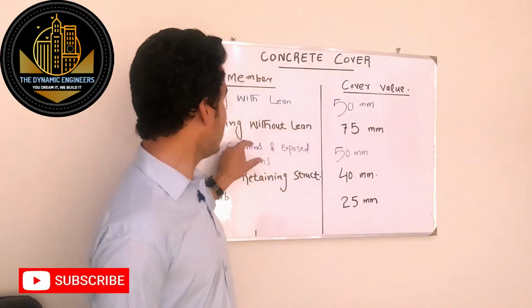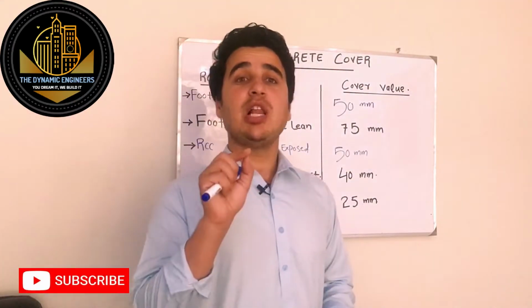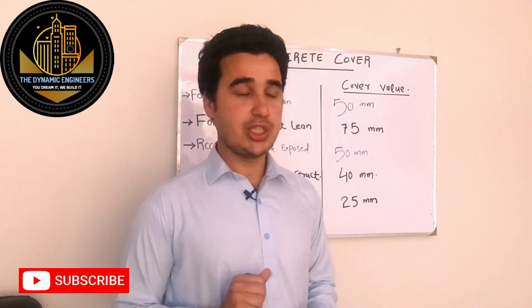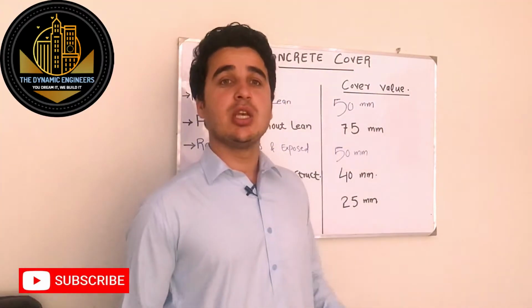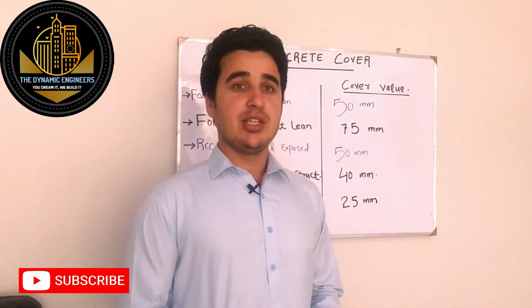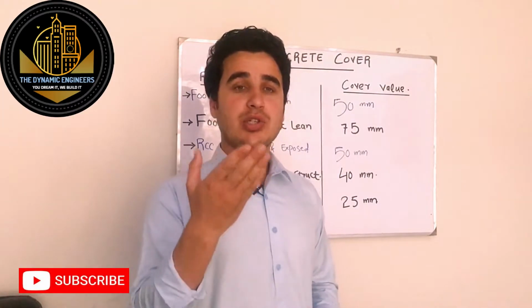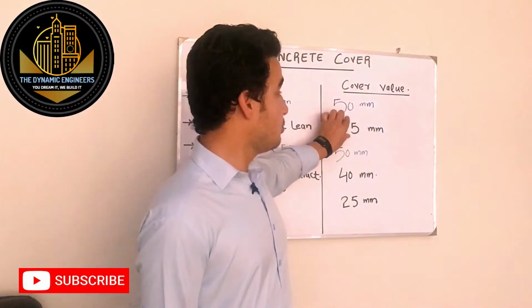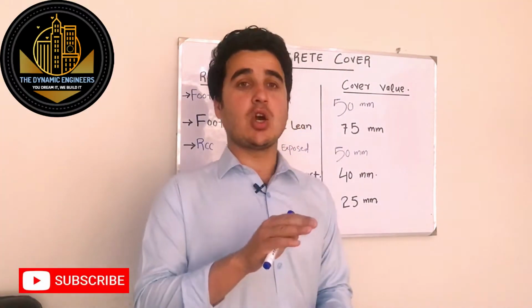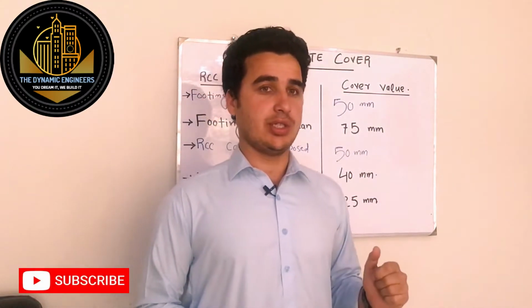But if you have not used lean concrete, then you will have to use 75 mm concrete, which is equal to 3 inches. And the reason is very clear: we have not used any concrete before laying the reinforcement. So you will have to provide thicker concrete than normal.